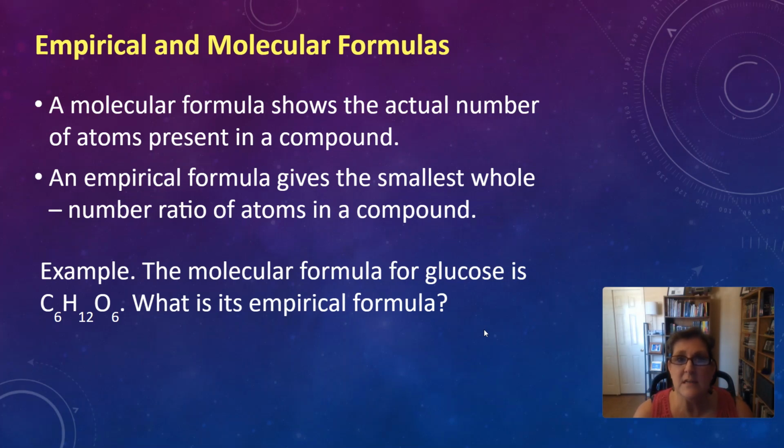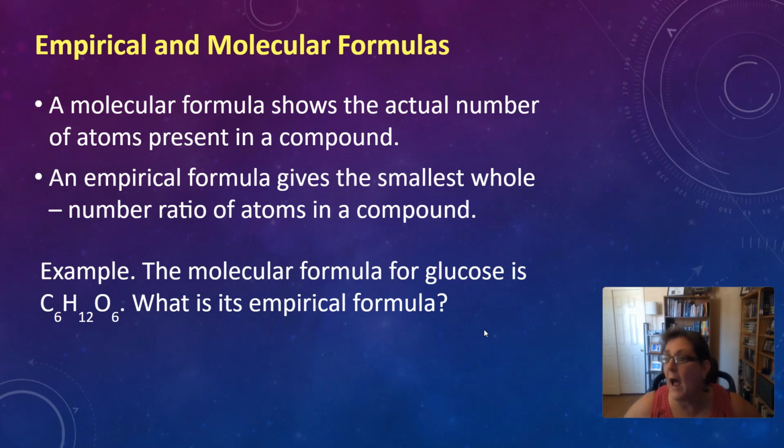Now, in some cases, the molecular formula can't be reduced at all, so it's already the empirical formula, like water, H2O. That can't be reduced anymore. H2O has a 1 O in there. You can't reduce one. It's already the lowest whole number there is. So H2O is the empirical formula for water as well.